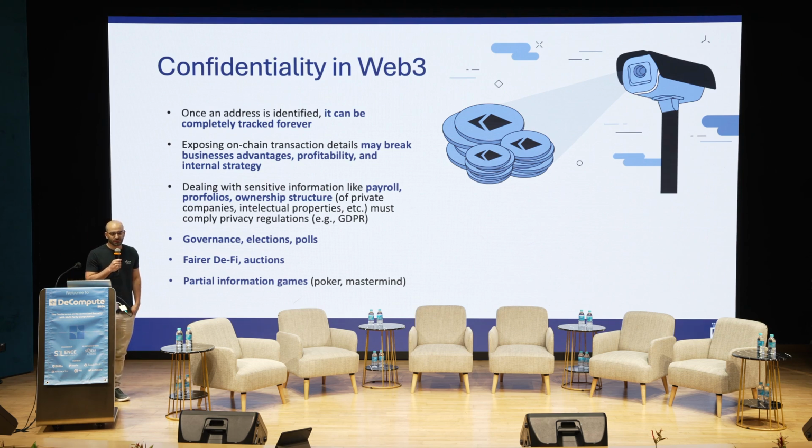And we know the problems that MEV brings to this space. We can deal with sealed bid auctions, and of course also with partial information games that require privacy. So all of these are applications that in order to run them on chain, we must have some privacy preserving solutions for smart contracts.